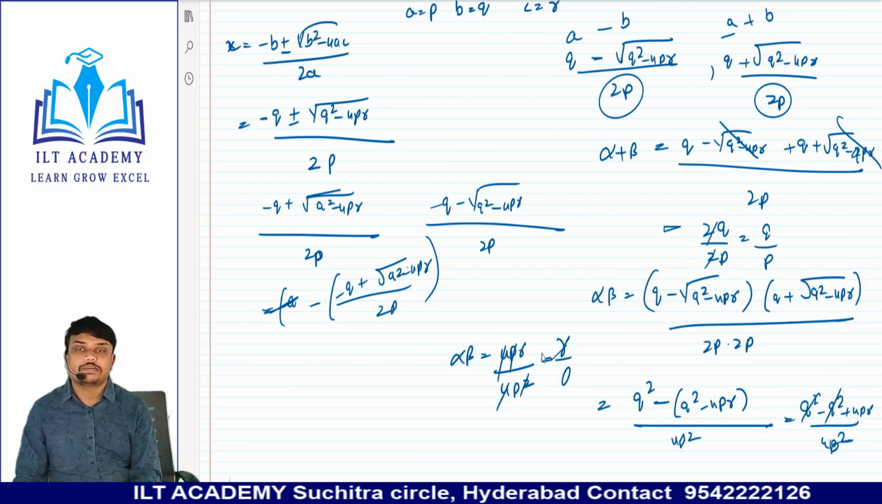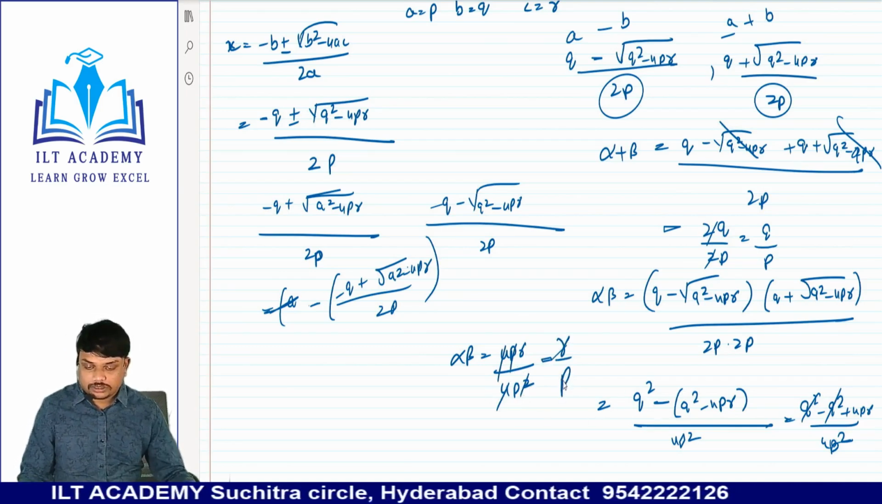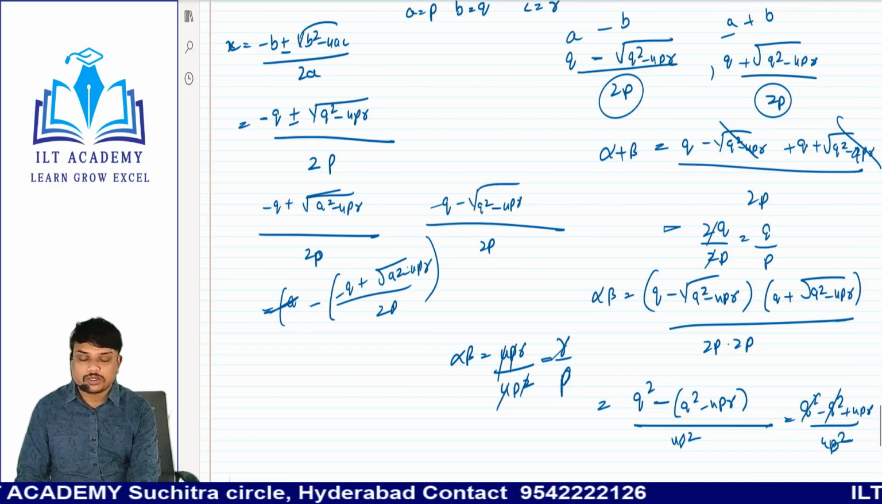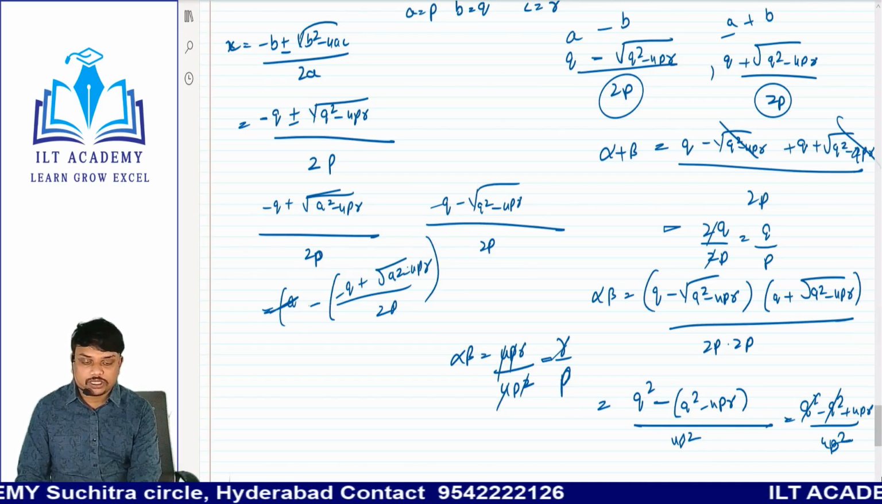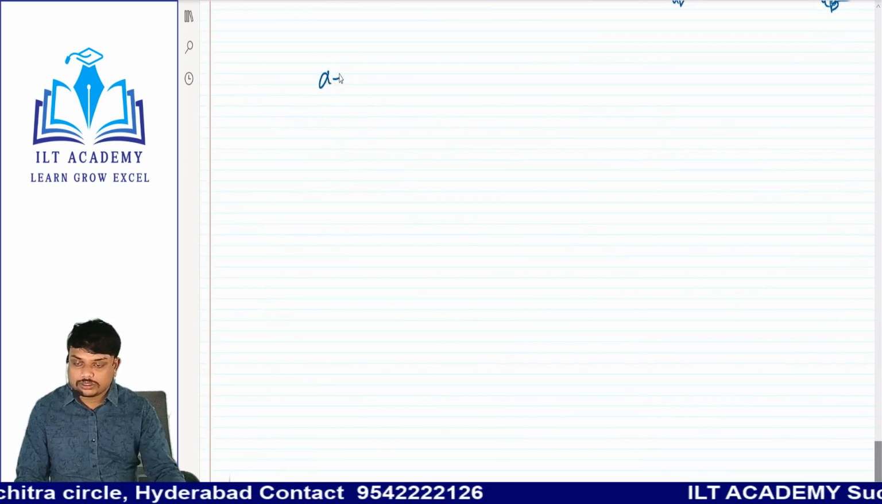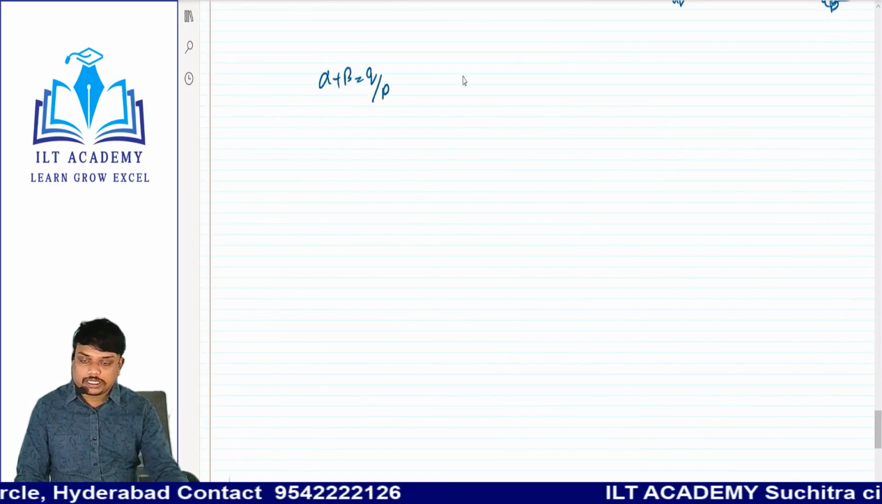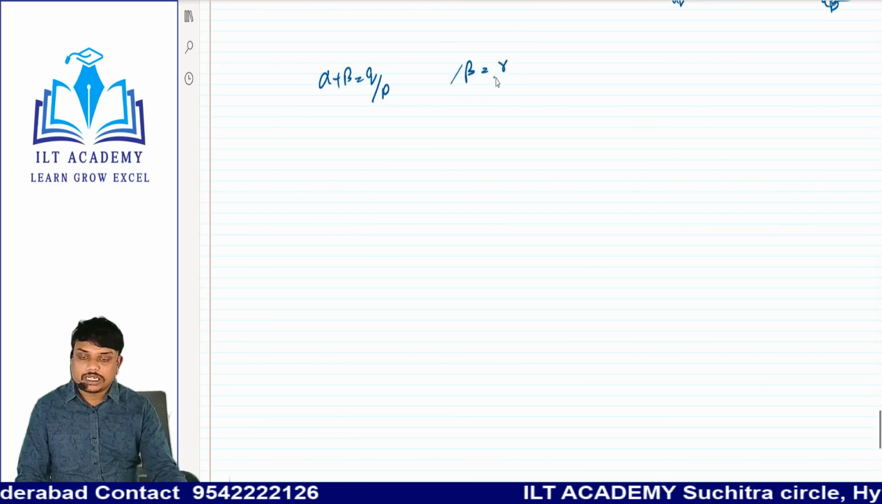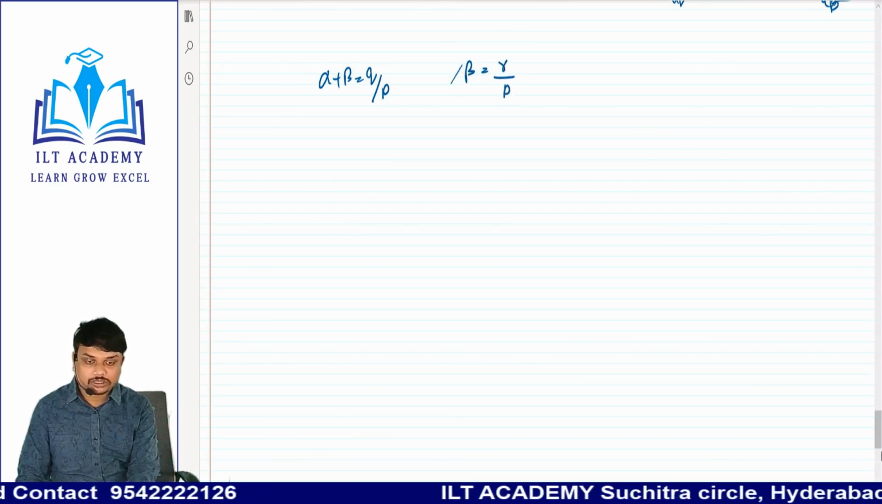So we have alpha plus beta as q by p, and alpha beta is equal to r upon p. Any doubts?